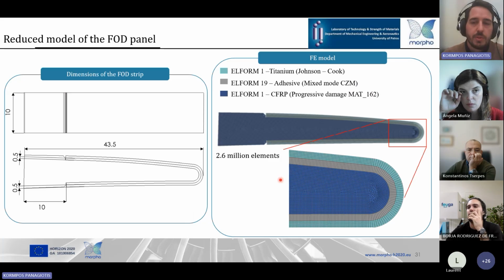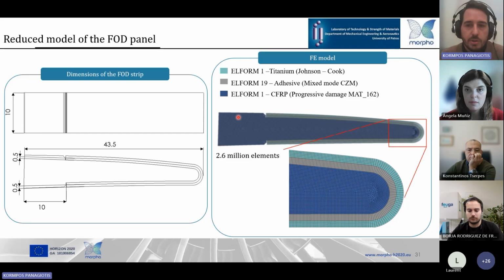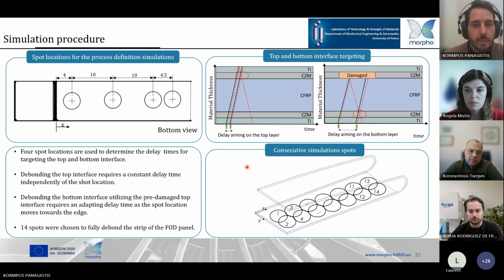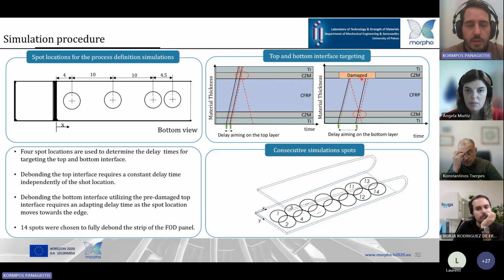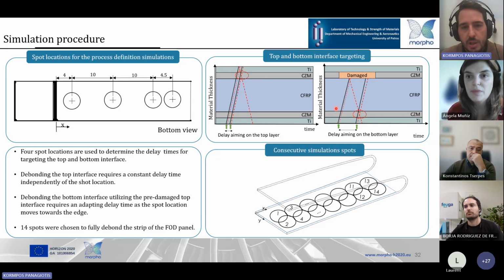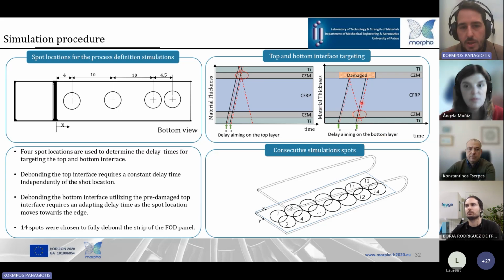For the simulation of the FOD panel, a strip of the full geometry was used, and it utilizes the same material models as the validated coupon scale model. And before simulating the entire debonding process, preliminary simulations are conducted for process design, and specifically the double pulse technique was applied to the same side of the component with a time delay. Initially, the upper interface of the panel is targeted in order to achieve a complete debonding, and the newly created surface can be used for the debonding of the bottom interface, as it is observed here.